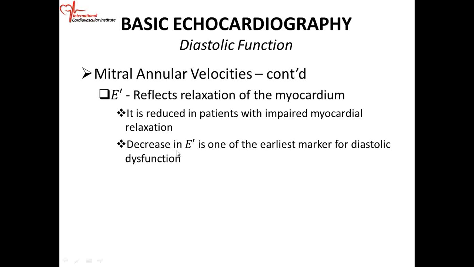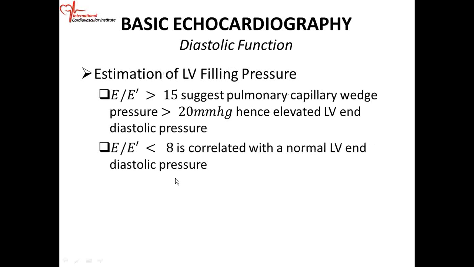You get a decrease in E prime, where a decrease in E prime is one of the earliest markers of diastolic dysfunction. So if the patient has a problem with diastole, the E prime is going to be reduced. The patient cannot have diastolic dysfunction and a normal E prime. Okay? Very important point. The E prime has to be less than 8 centimeters per second.